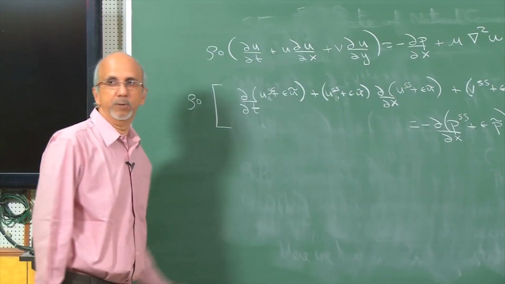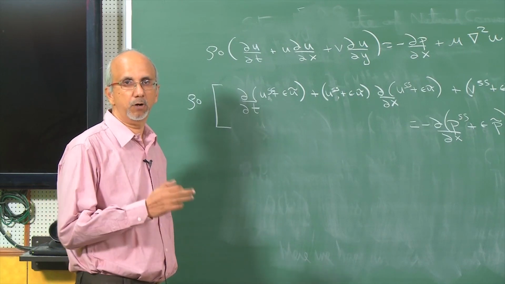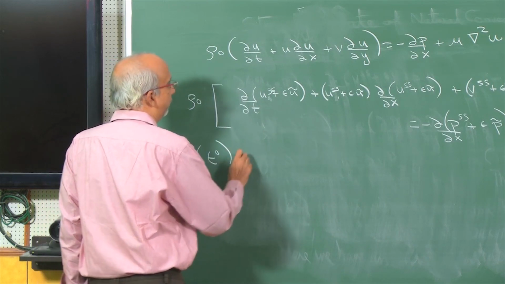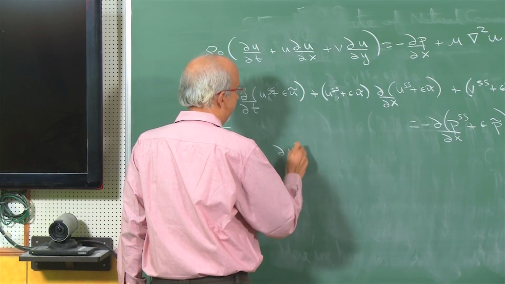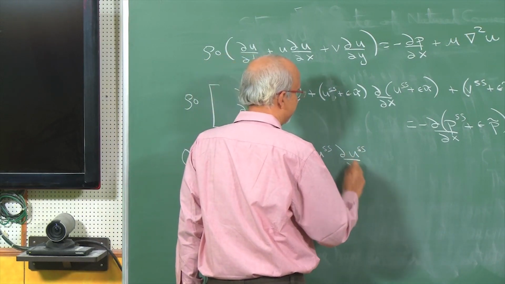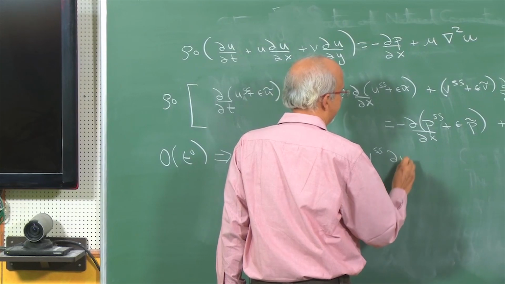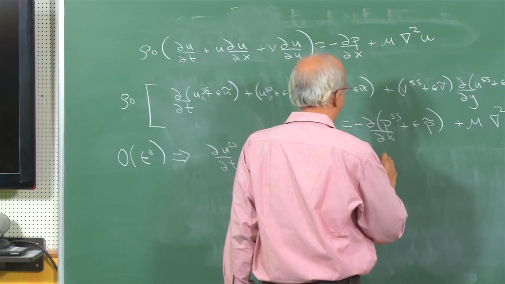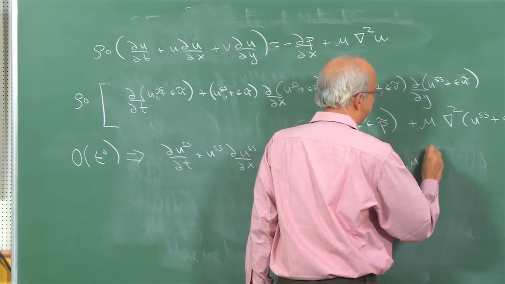What we will do now is again equate terms of order epsilon to the power 0 and of terms which are of order epsilon to the power 1. So, at order epsilon to the power 0 we get du_ss by dt plus u_ss times du_ss by dx plus v_ss times du_ss by dy equals minus dp_ss by dx plus mu del squared u_ss.